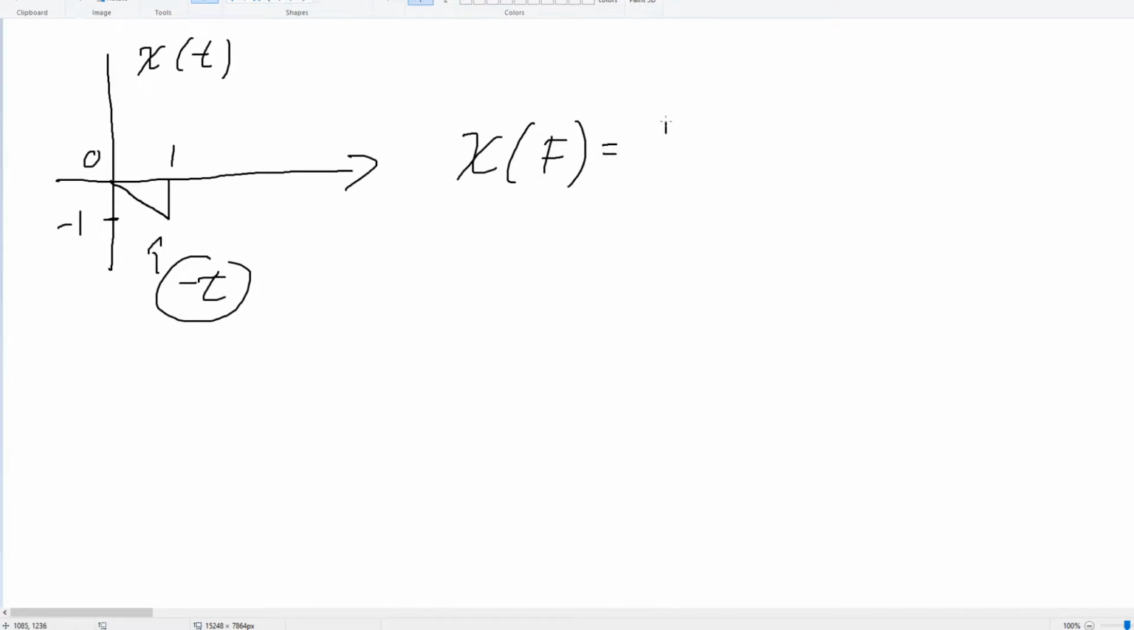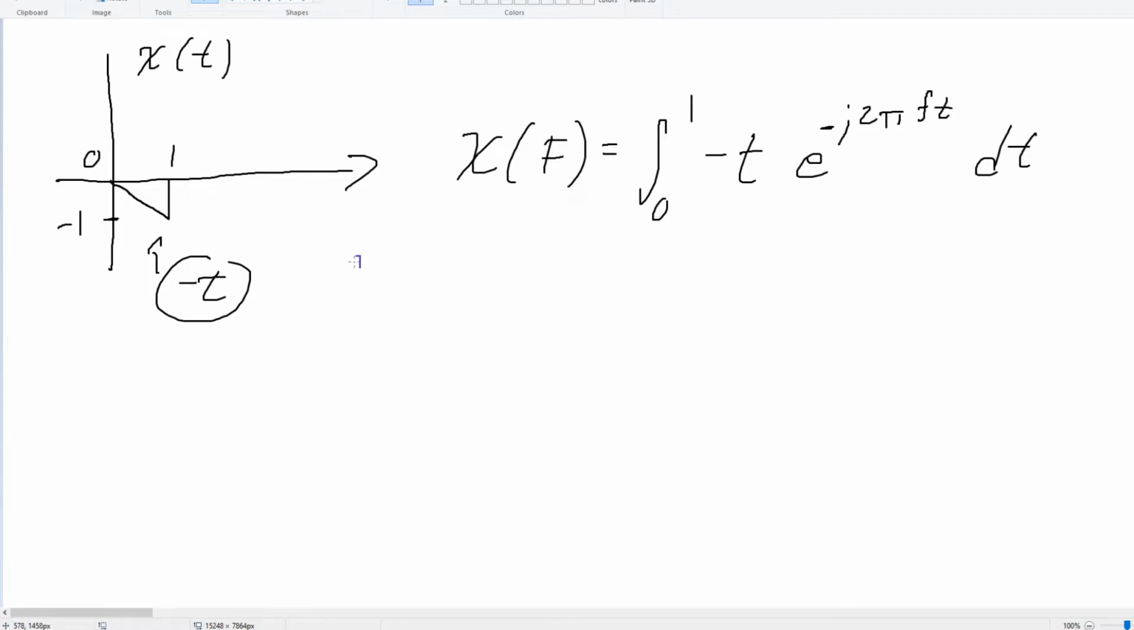X of f is equal to. The only difference is this is going to be from 0 to 1 this time, and x of t will now be negative t. So negative t e to the negative j 2 pi f t dt, right? So now we have t times e to the negative j 2 pi ft, and that is a very hard integral to do. All you have to do is just remember this identity, I guess you could say. It's not an identity, it's just the actual integral for it, so just remember it like this.